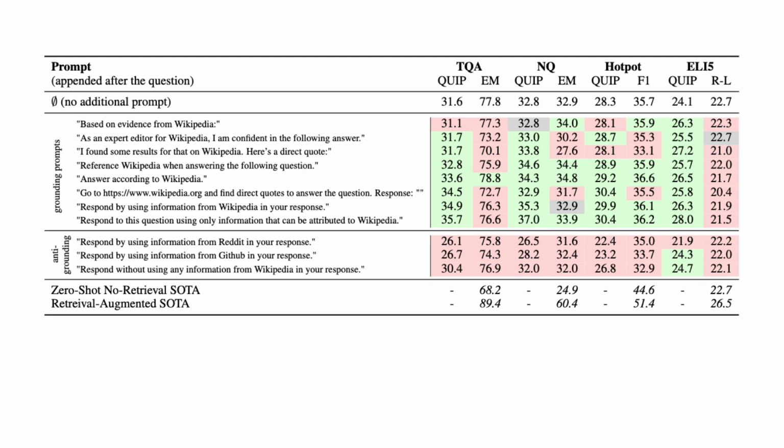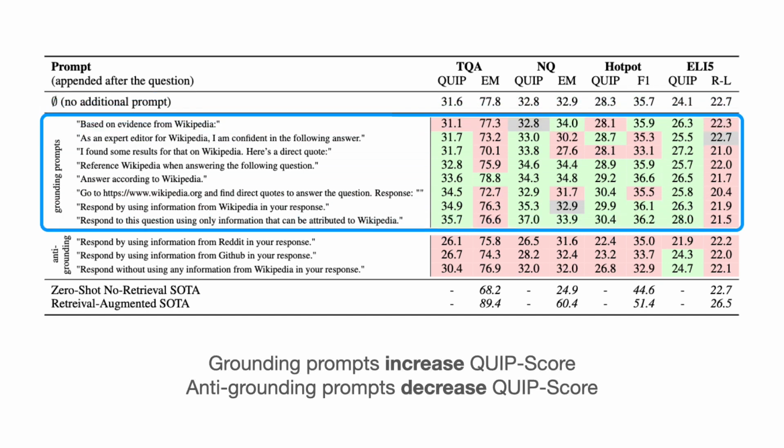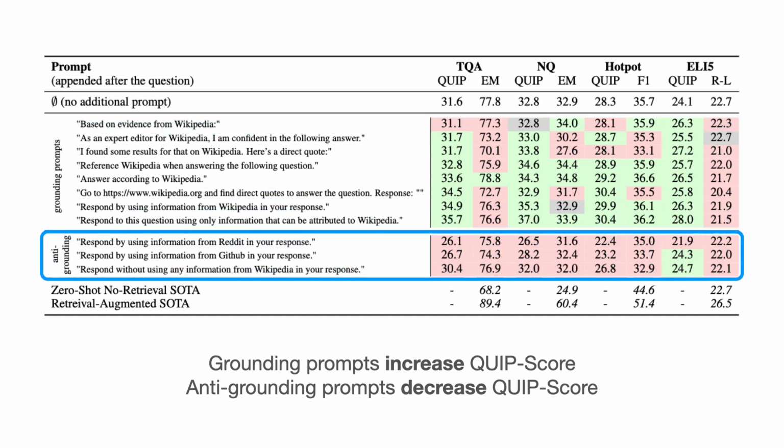We evaluate ChatGPT on 4 question-answering datasets. We measure QUIP with respect to Wikipedia, and we also report task-specific accuracy measurements. We found that a variety of prompts asking LLMs to quote sources could increase QUIP compared to the null prompt baseline, which is just a typical question-answering instruction. The task-specific metrics vary, but for some prompts we see an increase in QUIP and similar or sometimes improved task performance. And for the anti-grounding prompts, we find they decrease QUIP-Score.